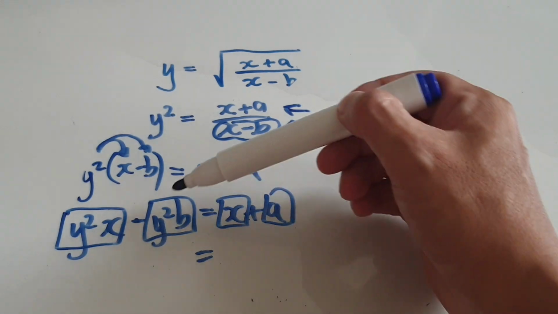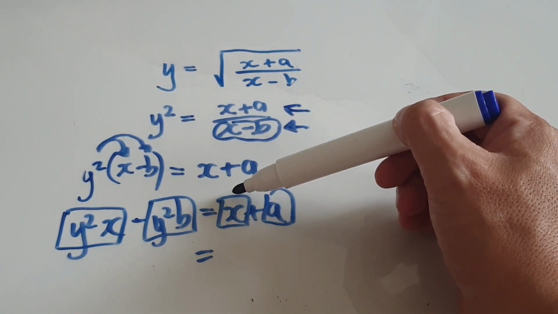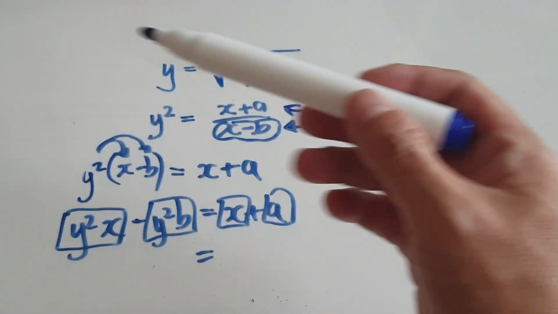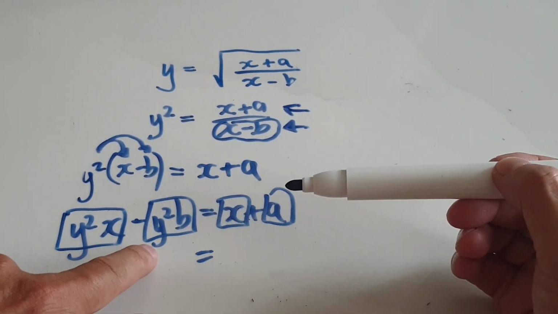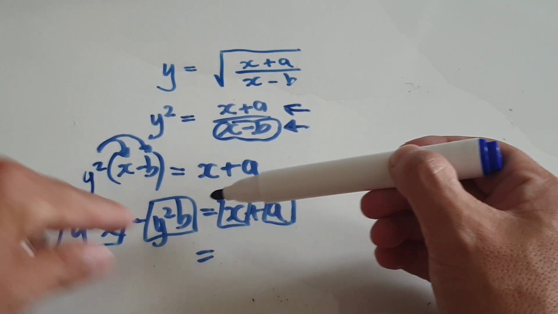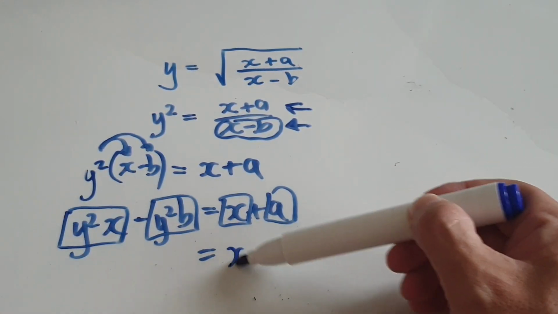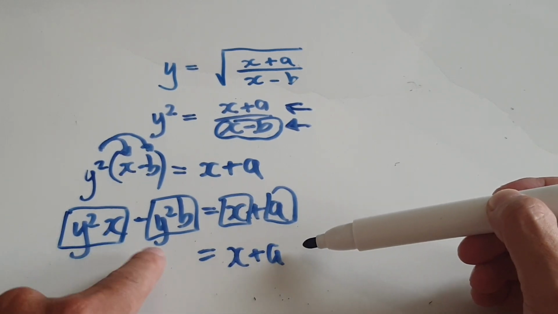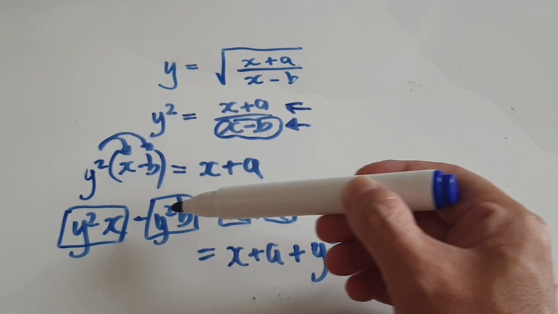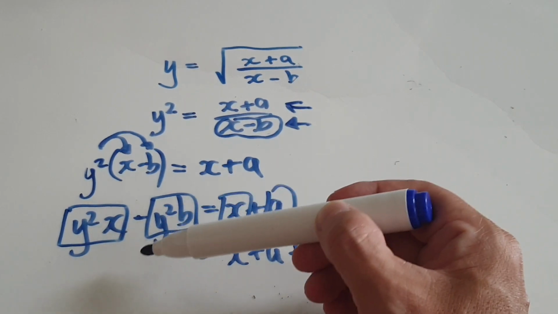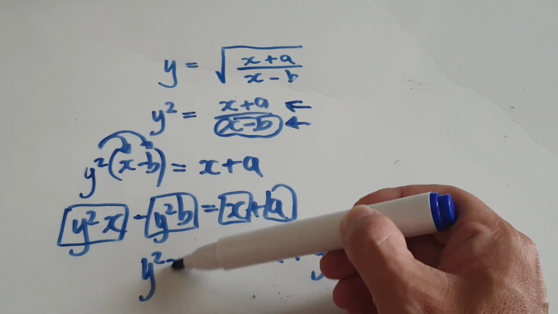For example, let's move this block to the other side here. And then later on we can move this x across to here, so that x can be on its own. So for example, from here, add this block to both sides. When you add this block to both sides, let me just carry the whole thing down. And then you add this block, so that would be plus y squared b. And when you add this block on the left hand side, it would just become y squared x.